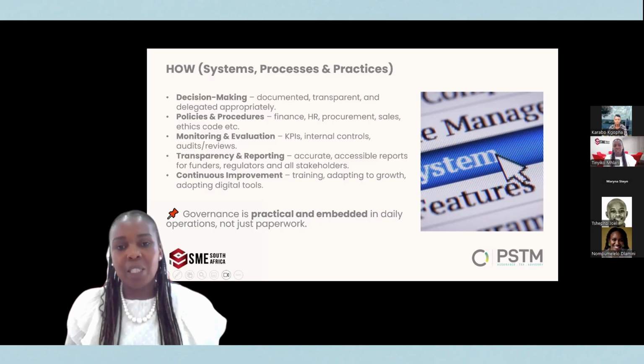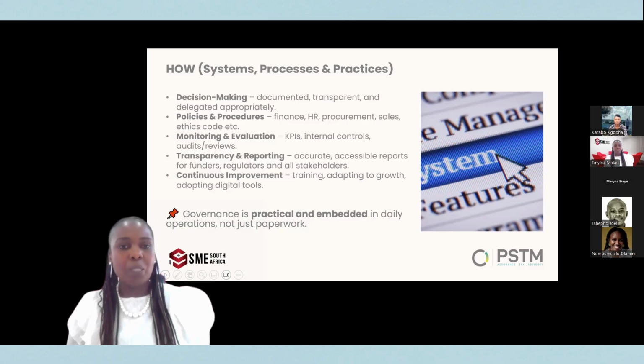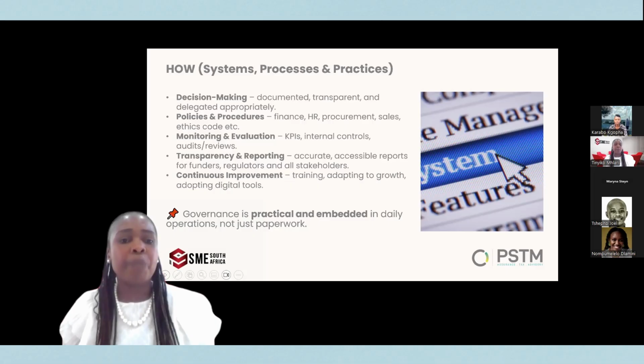It needs to be clear, it needs to be transparent. Policies and procedures, very, very clear. You must document. This is how we do things. This is how we make payments, how we make purchases, how we hire people, how we consider sales, how we identify our sales targets, and so forth. Document those particular areas. Monitoring and evaluation, very, very important.